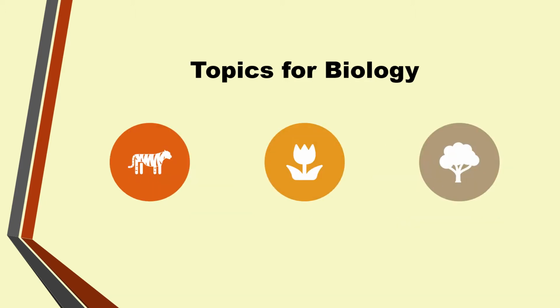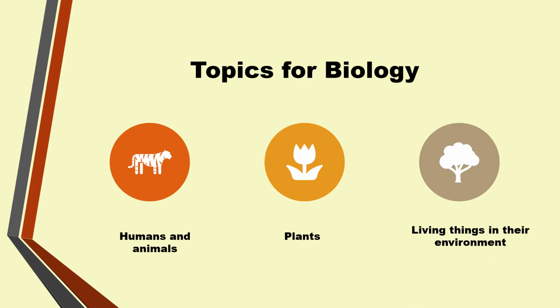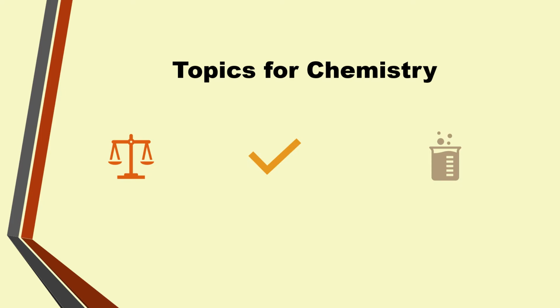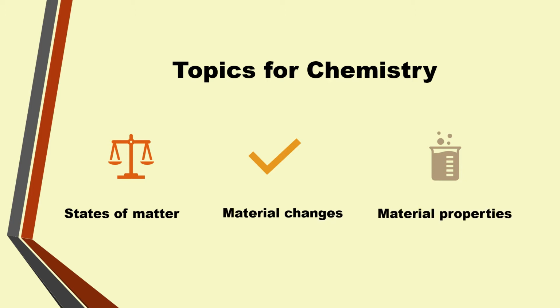Topics for biology are such as humans and animals, plants, and living things in their environment. Whereas questions for chemistry are taken from the topics states of matter, material changes, and material properties. Again, all of these topics are taught from lower primary and students carry forward each year with more added knowledge till they reach year 6.